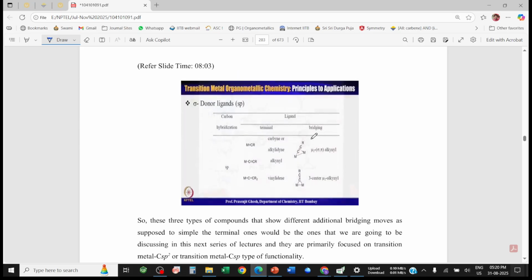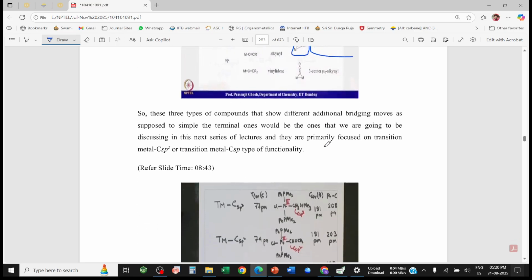This mode of binding is also sometimes asked in the question. So this is called mu2 sigma pi alkynyl, because in this bonding the alkyl group forms a sigma bond as well as a pi bond, that is sidewise binding. So this is also important. This is called sigma pi bonding.